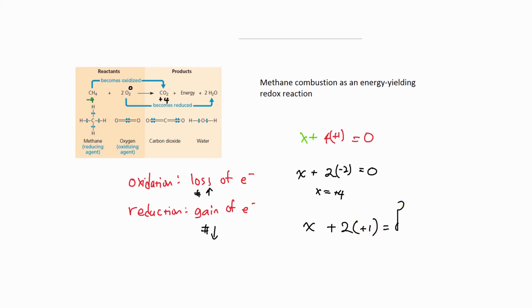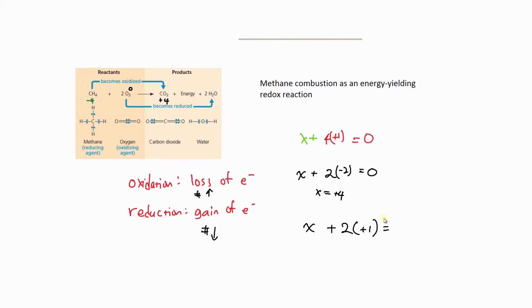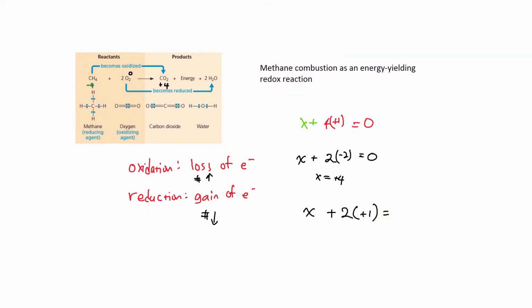Sorry about that. I don't know what's wrong with this writing. Alright, it has to be equal to 0 because again the water is polar. It doesn't have a charge, so I set it equal to 0, and the X has to be -2.